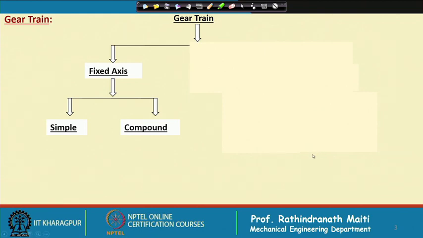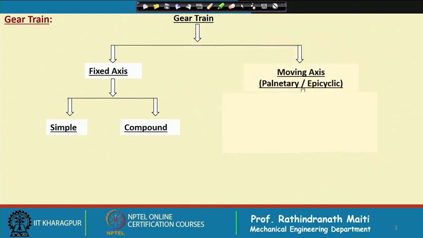And it might be compound train. Compound train is that the gearbox unit which we have designed, the first stage, second stage, and if it is a number of stages as more, those are all compound gearing. Now, it might be moving axis which is called planetary or epicyclic gearing.